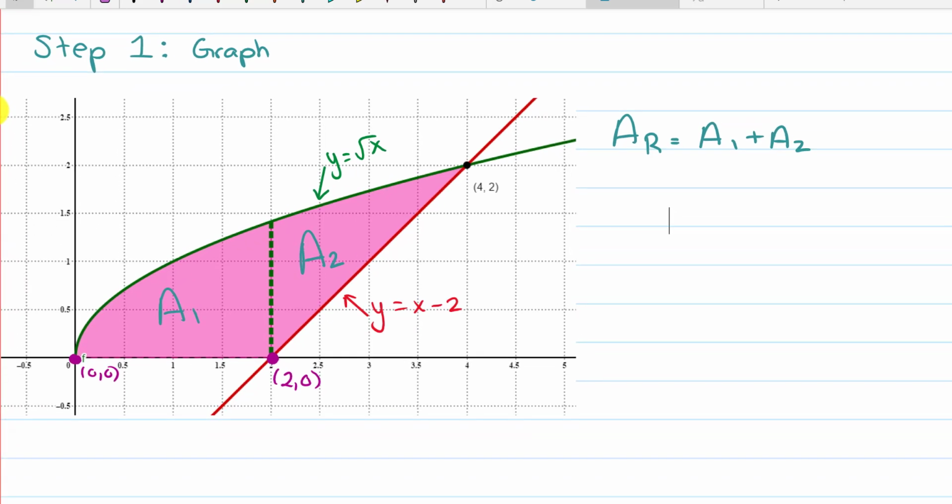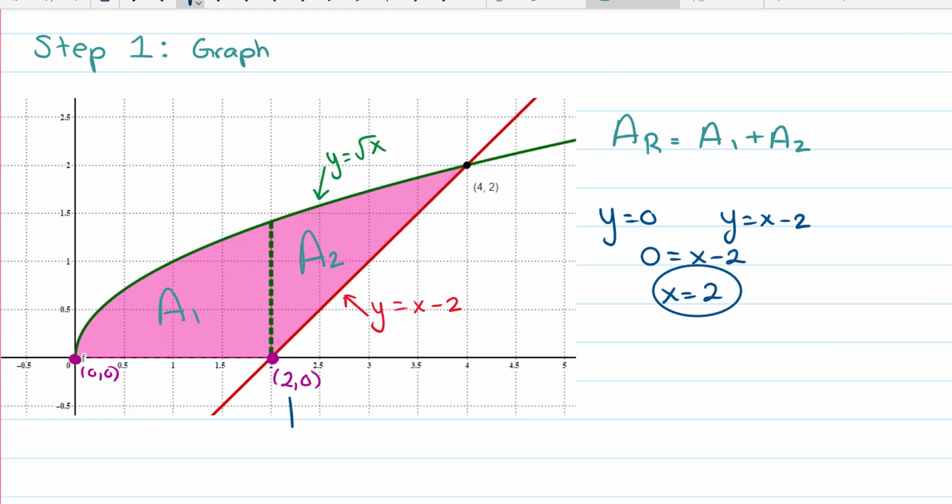Now this graph is kind of easy to see where our x value should be to break it up, but I'm going to show you actually how to evaluate if it's not so easy to see by just looking at the graph. So I want to figure out first where this point is, the 2, 0. Well, that's where the line y equals 0, which is the line across the x-axis, and the equation y equals x minus 2 intersect. So to find that, you just set it equal to each other. So 0 is equal to x minus 2, so x is equal to 2. That's where that comes from.